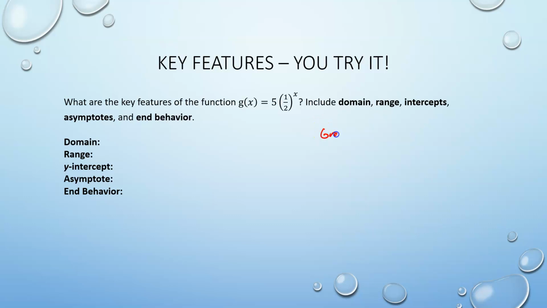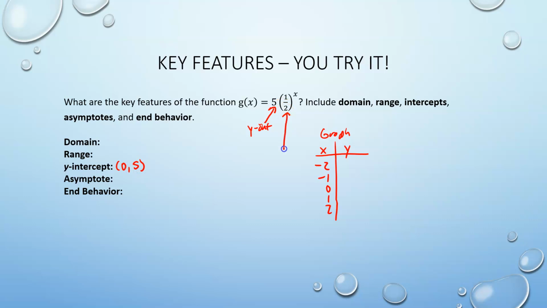Okay, so you might have wanted to make a table. If you did, you would have continued to use these values. But before you did that, maybe you just looked at it and you said, oh, there's a 5 in front. That's going to be the y-intercept because that's the a value. So you could have said my y-intercept is (0, 5).